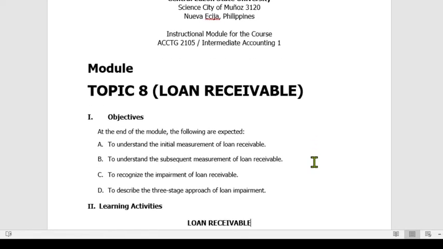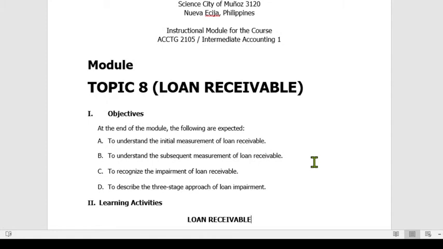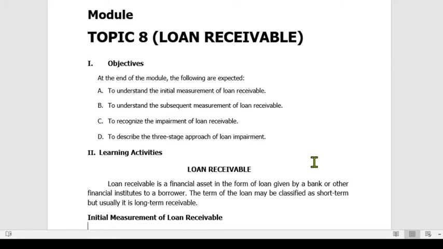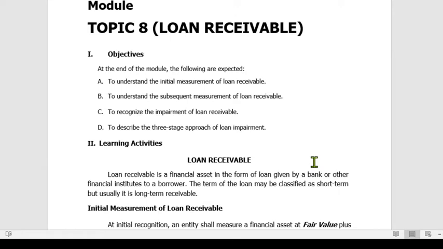At the end of the module, the following are expected: understanding initial measurement of loan receivable, the subsequent measurement of loan receivable, the recognition of impairment, and the discussion of the three-stage process in loan impairment.